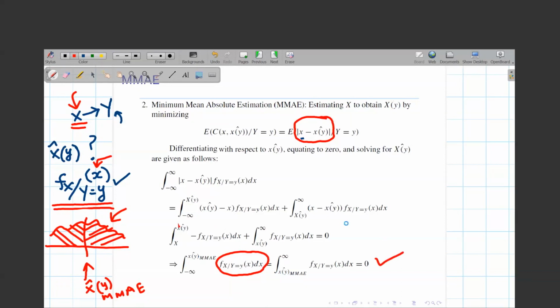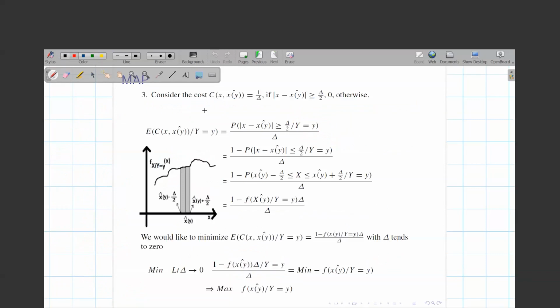And we have the third one. So forget about what is there in the bottom. You just see this part alone now. Don't see the other thing. So here, in this cost function, the original value is x, and your estimation is x cap of y. The cost function we are fixing as 1 by delta.